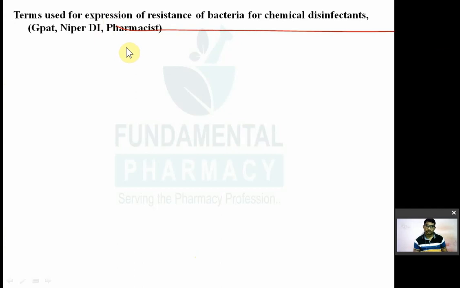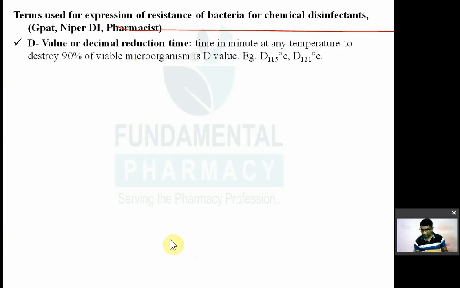D value we have already seen. It is nothing but the time in minutes, at any temperature, to destroy 90% of viable organisms. That is the D value. What is D value? Decimal reduction time. A time in minutes at any temperature to destroy 90% of the total population of viable organisms. For example, it is denoted like this: D115 degrees Celsius, D121 degrees Celsius.